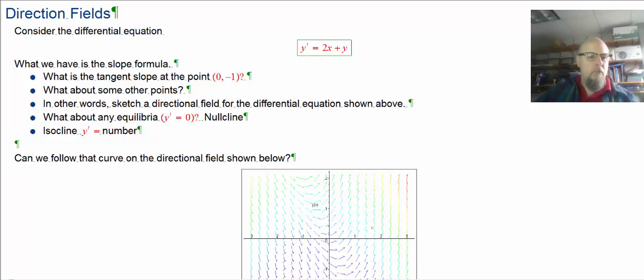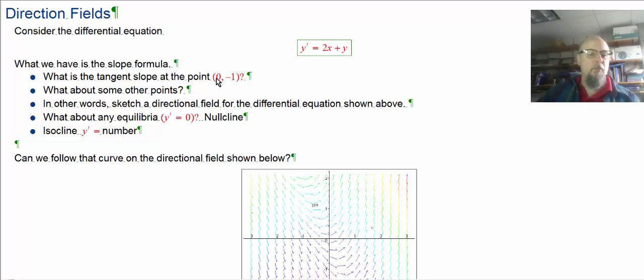Direction fields. So if we think about a first order differential equation, like our example here, y prime equals 2x plus y, we've got y prime equals a function of x and y. So what you really have then is a slope formula. If I ask what's the tangent slope to the curve, okay, what curve? The solution to this differential equation is the curve of which I'm speaking. But if I want to know the tangent slope, that's what the differential equation is. It's the tangent slope formula.